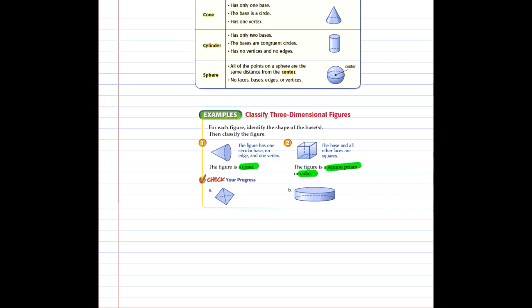In example number 3, the base is a triangle, and all the other faces are triangles. So this would be a triangular pyramid.